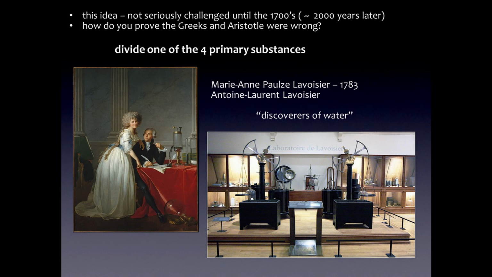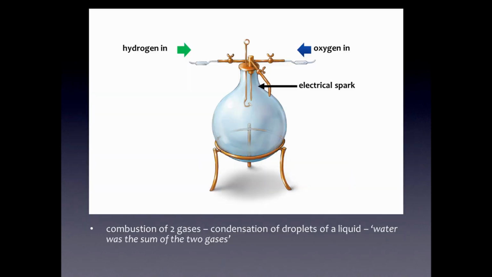And what they did is they carried out a very elegant experiment that proved that water could be subdivided into other smaller particles. They set up an experiment in which, in this glass chamber, they pumped in 2 gases. They pumped in hydrogen gas and oxygen gas. And then they placed an electrical spark through it. Following the combustion of the 2 gases, we saw condensation of droplets of liquid water within this particular container right here.